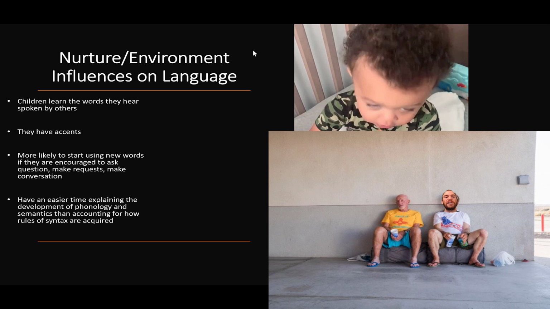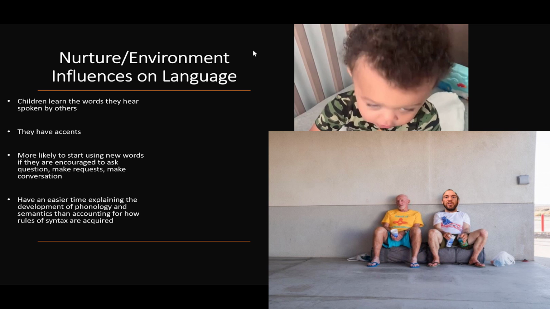Moving on to nurture and environmental influences on language: children learn the words they hear spoken by others. They have accents and are more likely to start using new words if they are encouraged to ask questions, make requests, and make conversation. These theorists have an easier time explaining the development of phonology and semantics than accounting for how rules of syntax are acquired. So the idea here is that we understand that there are environmental influences on language. Otherwise, children would not have similar accents as their parents, or as people that they interact with in their community.